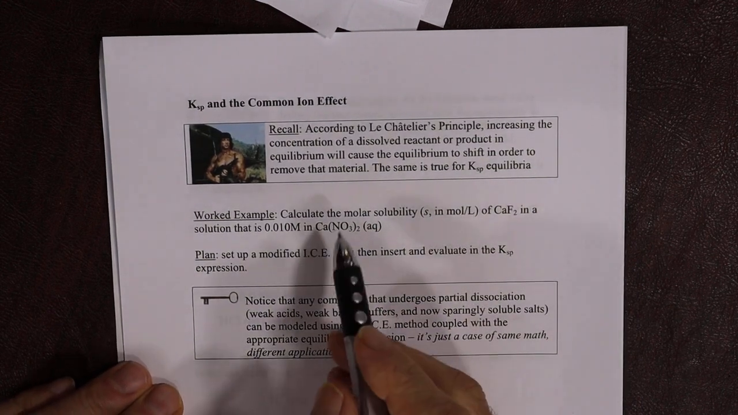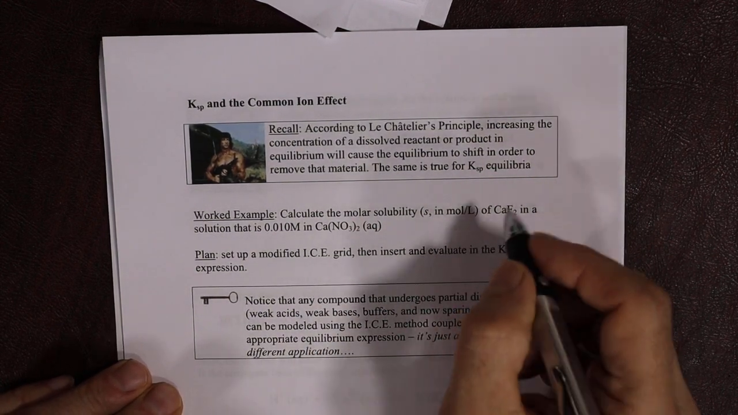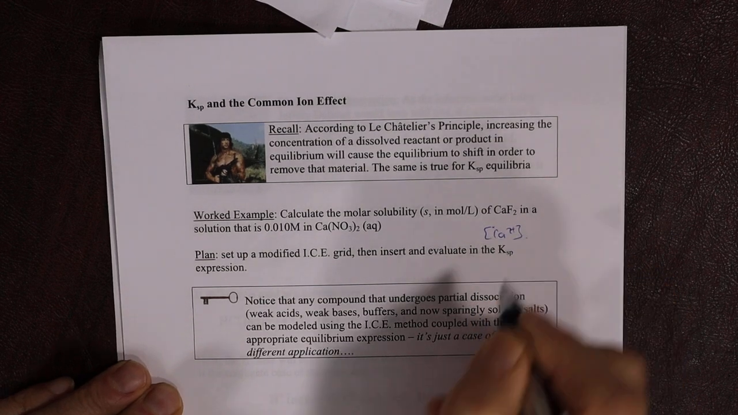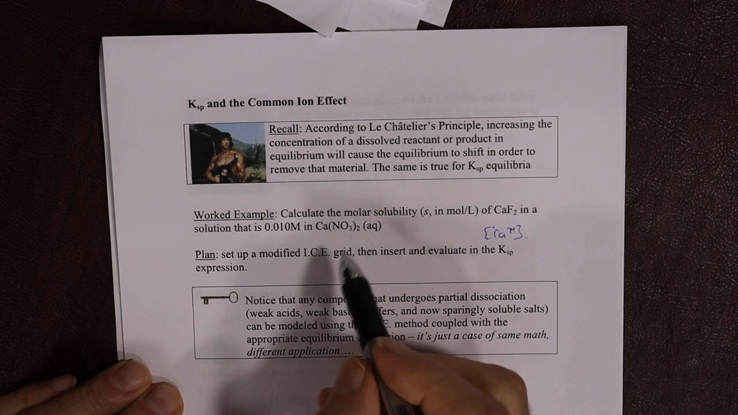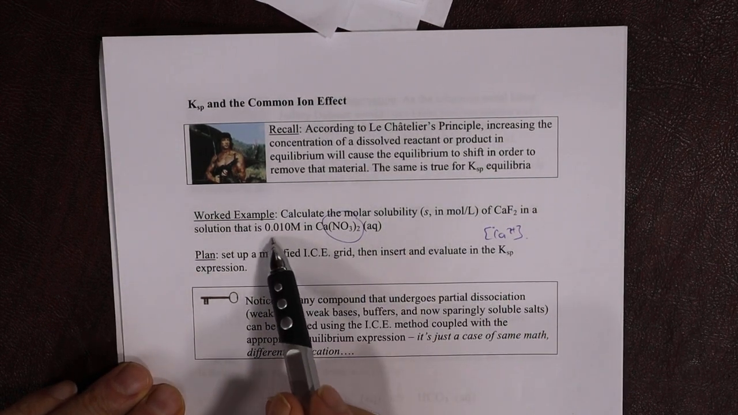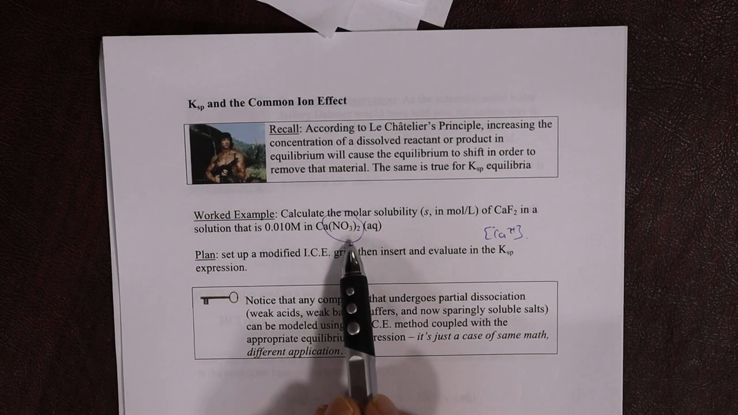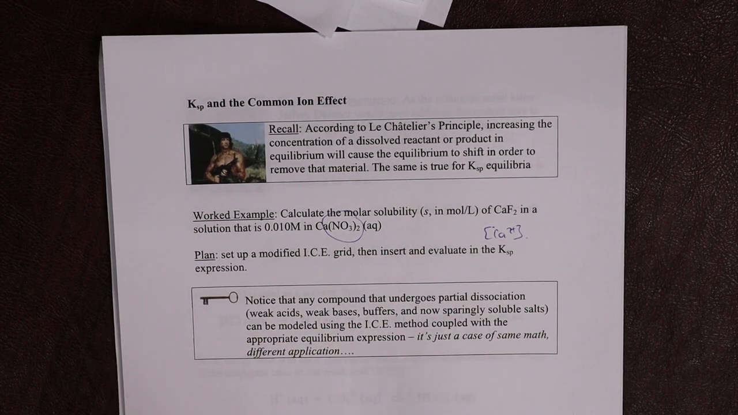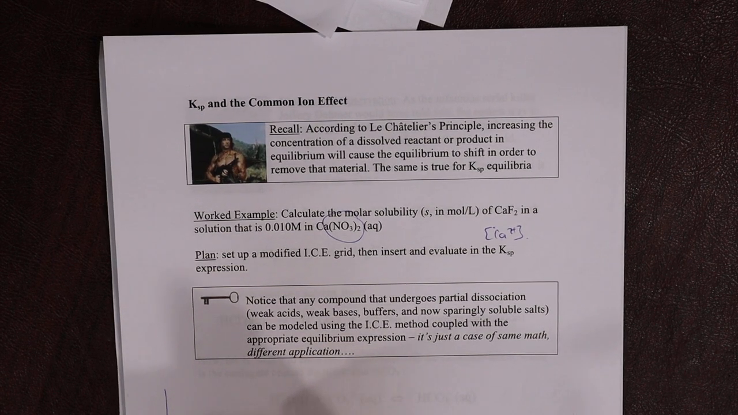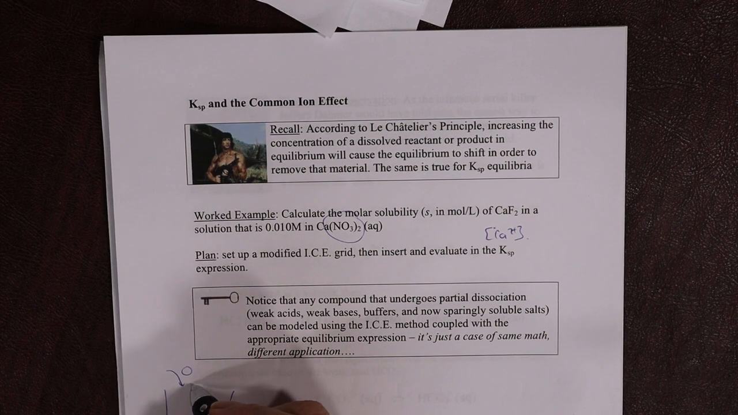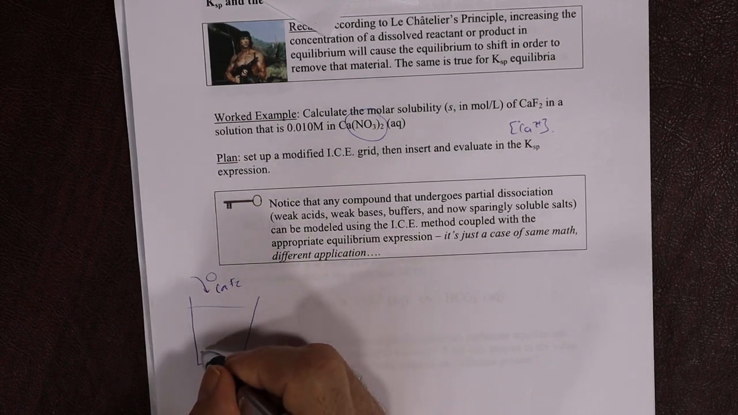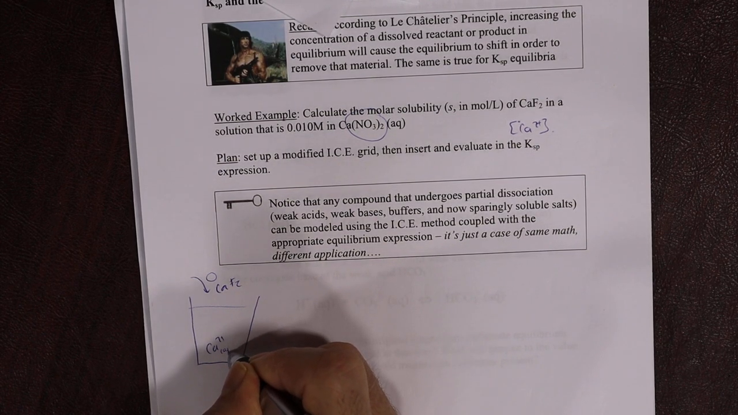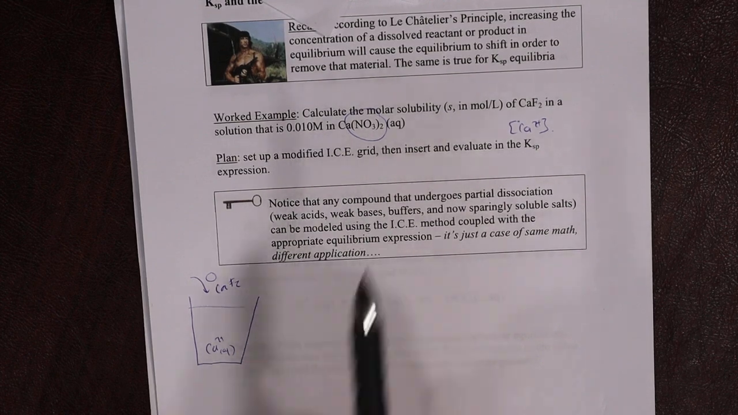So, calculate the molar solubility of calcium fluoride in a solution that's 0.01 calcium nitrate. Remember, all nitrates are soluble. So I'm going to have a 0.01 calcium ion as, you guessed it, a common ion. So I'm going to use a modified ICE grid. That's the trick. This is how it works. We're going to throw a little pellet of calcium fluoride into a beaker that already has calcium 2 plus aqueous in solution at 0.01 strength.